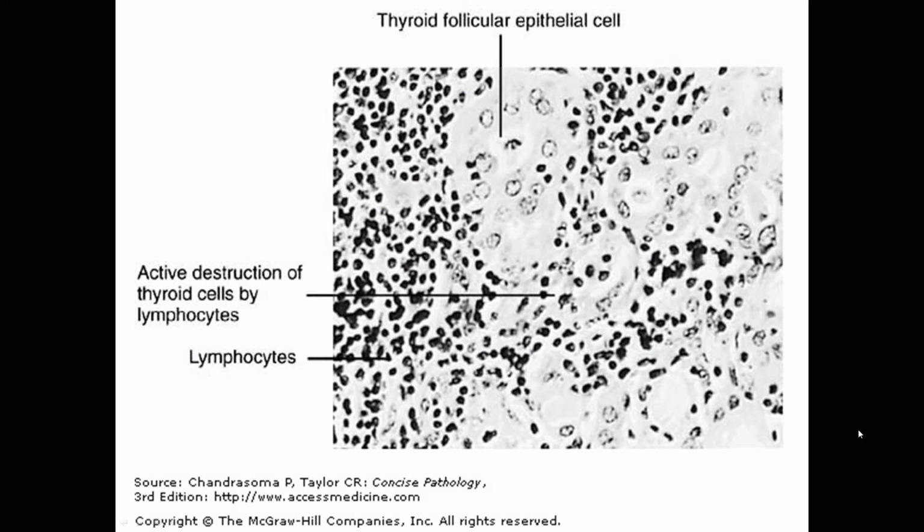This slide illustrates the damage to the thyroid gland by a tissue-specific autoimmune reaction. The deposition of lymphocytes and destruction of the tissue of the thyroid gland.